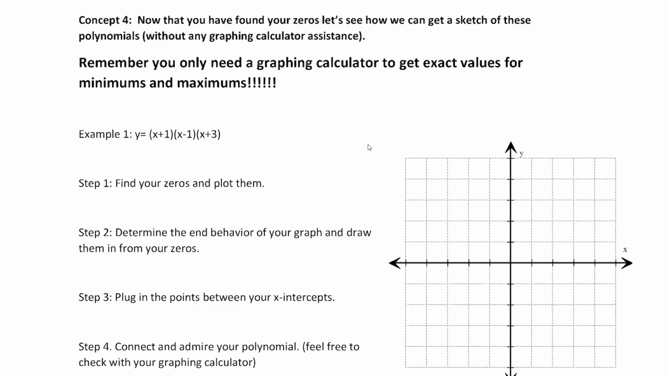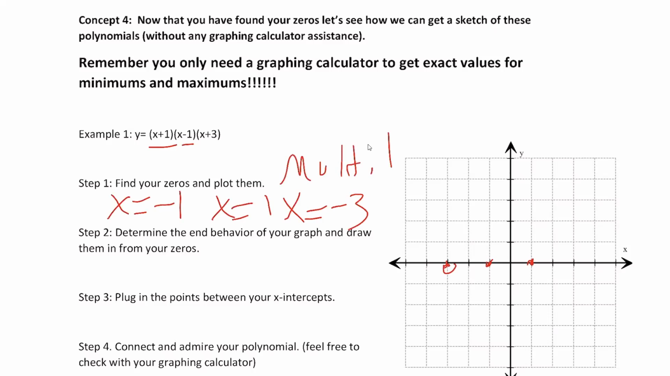The first thing is I'm going to have my zeros. Remember, you would just set each one of these equal to 0 and solve. So those would be my zeros. The first thing you always want to do once you find your zeros is put the points on your x-axis. All of these have a multiplicity of 1, so they're all going to cross. None of these are going to bounce.